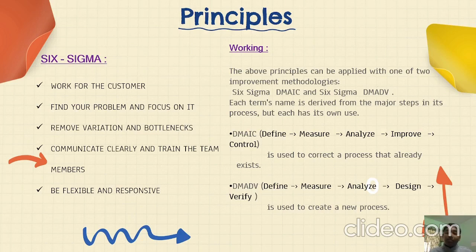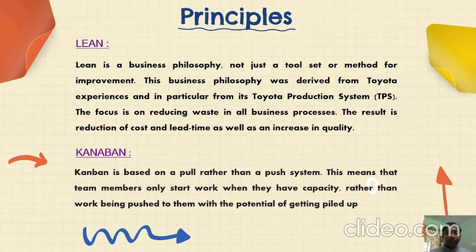Each term's name is derived from the major steps in its process, but each has its own value. The first one is DMAIC, that is define, measure, analyze, improve, and control, which is used to correct a process that already exists in the system. The next one is DMADV, that is define, measure, analyze, design, and verify. That is used to create a new process in the system.